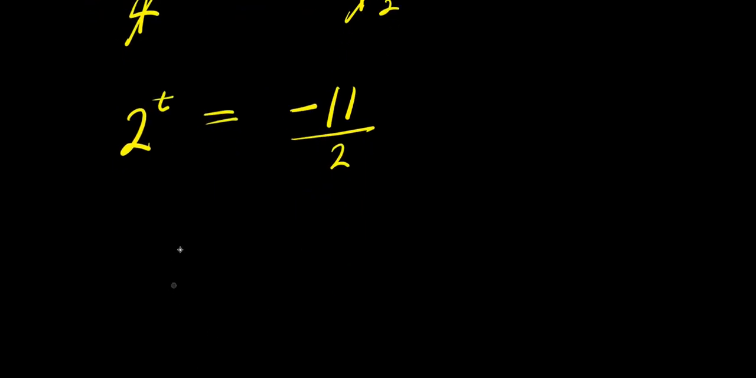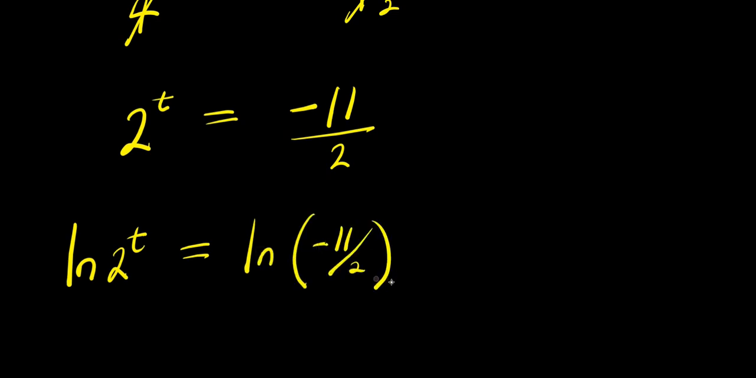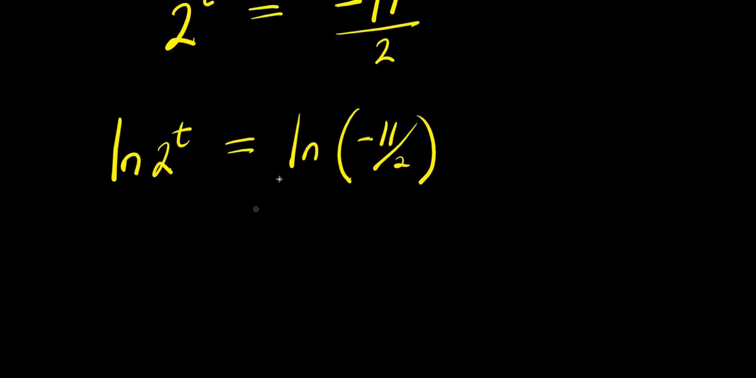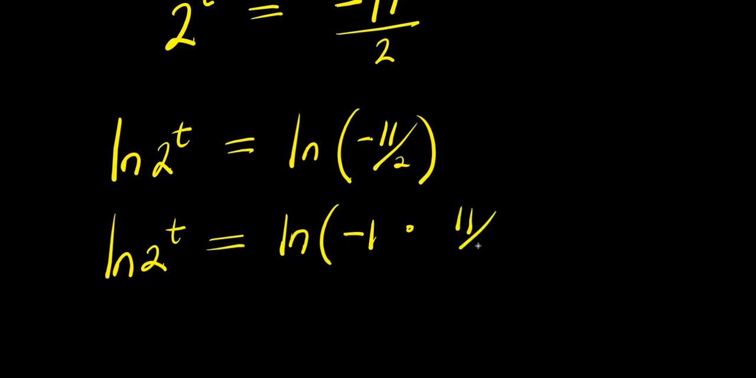So from here, I can apply natural log. I have natural log of 2 power t equals natural log of negative 11 divided by 2. So from here, I can have natural log of 2 power t equals natural log of, here is just like writing negative 1 times 11 over 2.